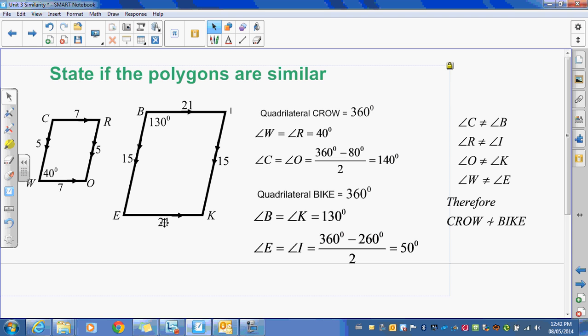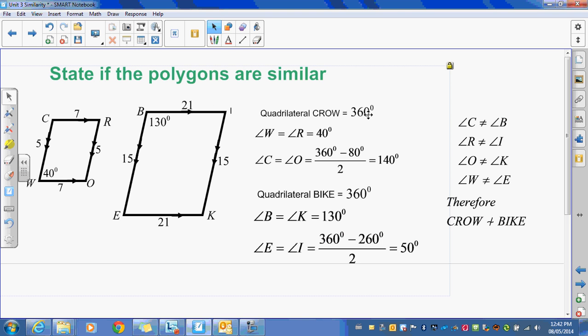So a four-sided figure has 360 degrees. Now we need to compare our angles. So we're going to work in crow first because we only have the measure of one angle in crow and one angle in bike, and they are not corresponding angles. Angle C corresponds to angle B, and angle W corresponds to angle E. Therefore, we have to go back to what we know about the number of degrees that are in quadrilateral crow and figure out what angle C would be and figure out what angle E would be in bike.